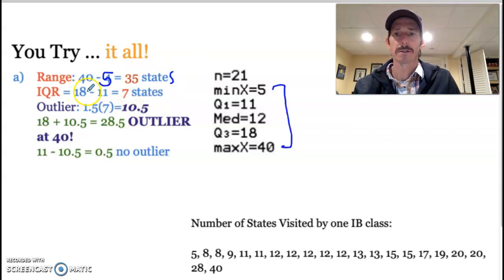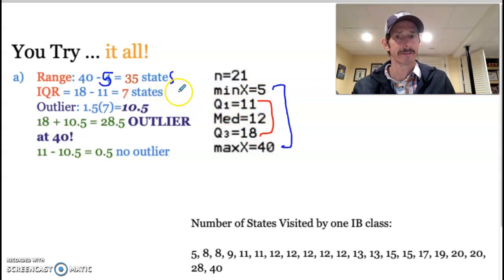The IQR is the difference between the quartiles. So for us, that means I'm looking at 11 and 18. And if I subtract those, I would get 7 states. So the IQR is 7 states. Half of you had a span of data values of only 7 states in number of states you visited.